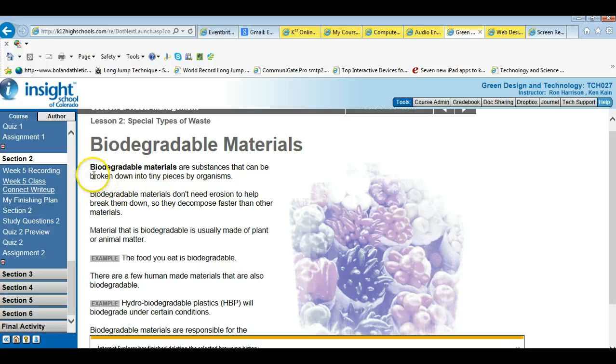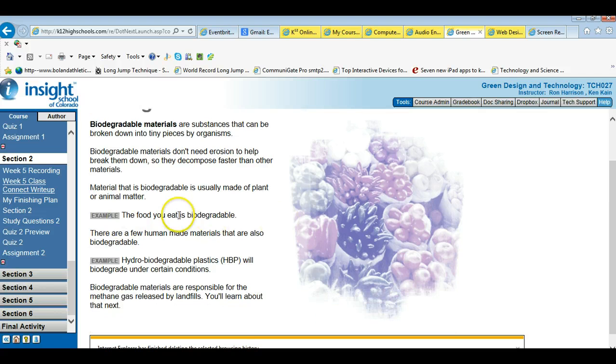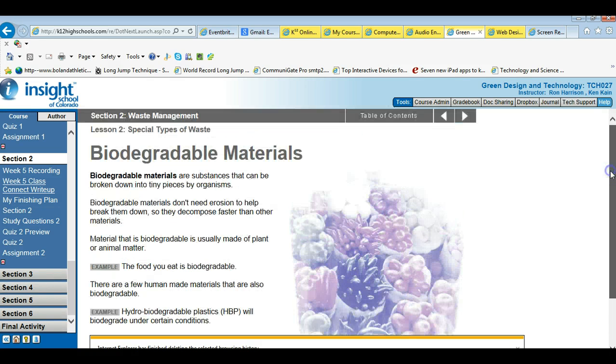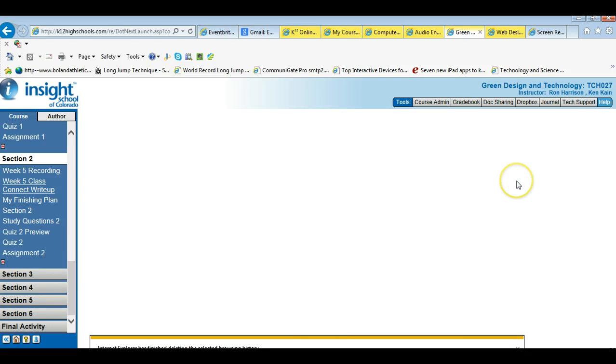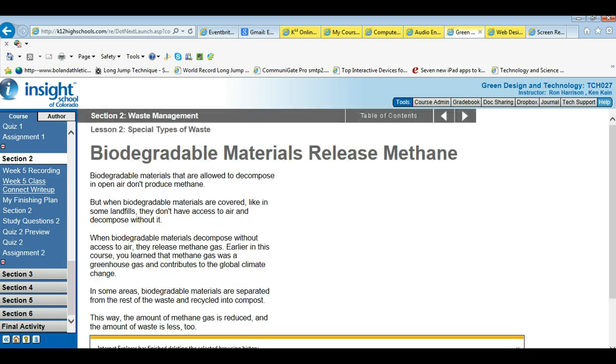Biodegradable, that stuff can be broken down by organisms. It doesn't need erosion to break it down, but it's a natural process. So of course the food we eat is biodegradable, because if we left it outside, it would eventually be gone. It would go away. And then there are other things that are biodegradable, things that are not biodegradable. So some landfills might take only biodegradable things, and then they use organisms that break them down.